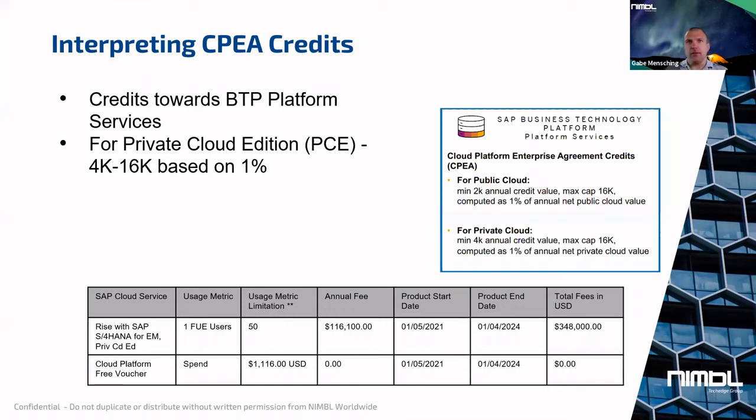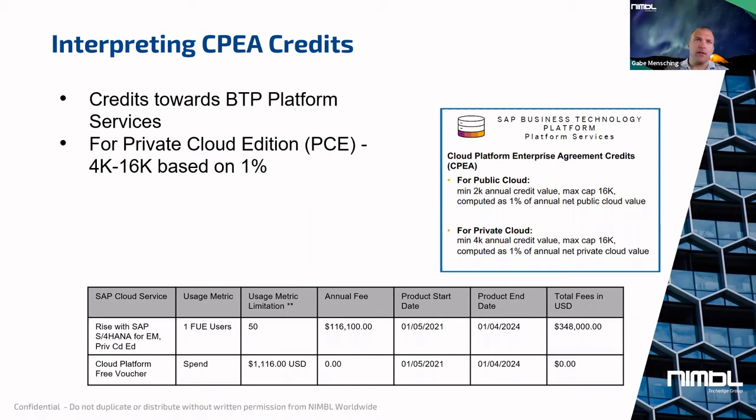And as MJ alluded to, you get these CPEA credits as part of the RISE offering and moving to the private cloud edition. For this discussion, we've talked about private cloud and moving to it, where you'll have a minimum of 4,000 annual credit points and a maximum that's capped at 16,000. And this is all computed as 1% of your annual net private cloud value.